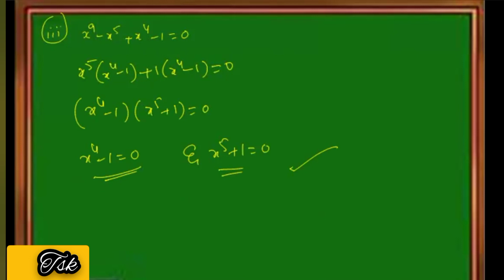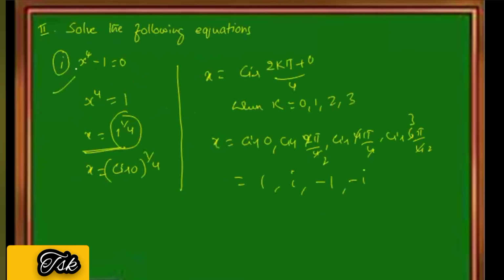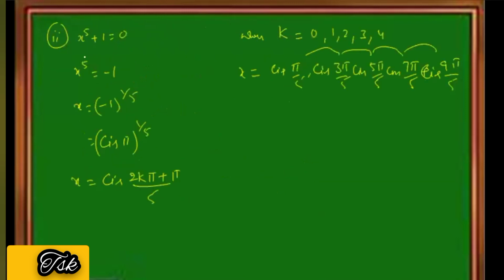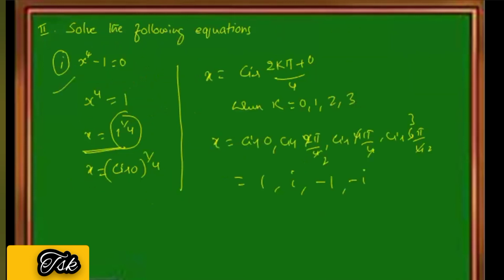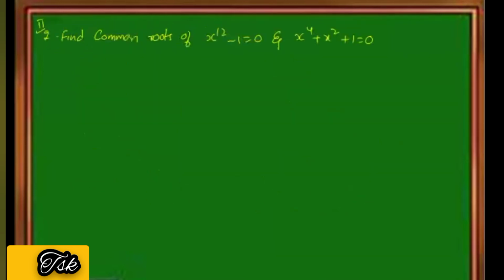So, previous problems: x^4 - 1 = 0 and x^5 + 1 = 0. These are the solutions for x^5 + 1 = 0, and these are the solutions for x^4 - 1 = 0.